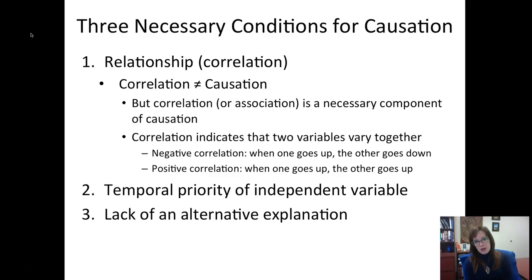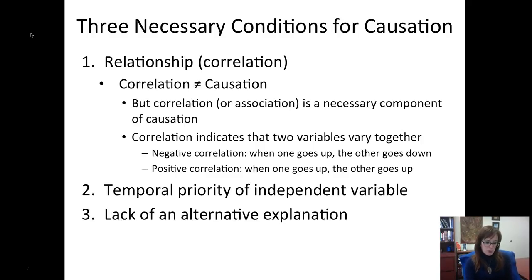And then finally, there is a lack of an alternative explanation. And again, this can be a challenging one to determine as well, because we don't design studies where we measure everything. So there often can be some alternative explanation, but based on what we measured, based on what we know, we don't have an alternative explanation. So those are the three conditions that we talk about as being necessary for causation.